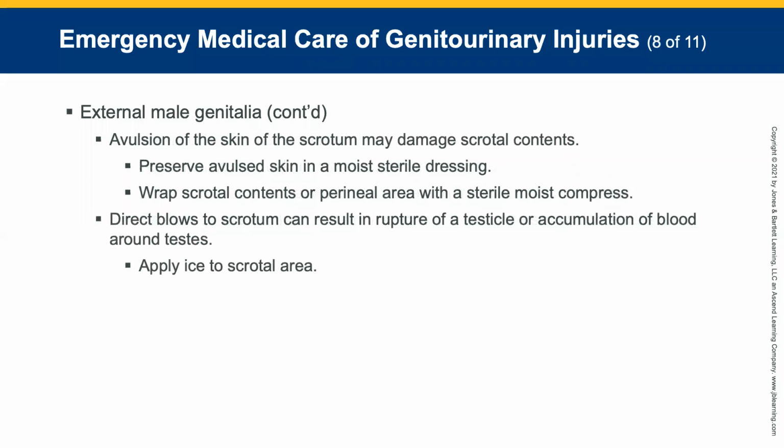An avulsion of the skin of the scrotum may damage the scrotal contents. Preserve the avulsed skin in a moist, sterile dressing for possible use in reconstruction. Wrap the scrotal contents and the perineum with a sterile, moist compress, and use a local pressure dressing to control bleeding. Direct blows to the scrotum can result in the rupture of the testicle or significant accumulation of blood around the testes. Apply an ice pack to the scrotum area and transport.